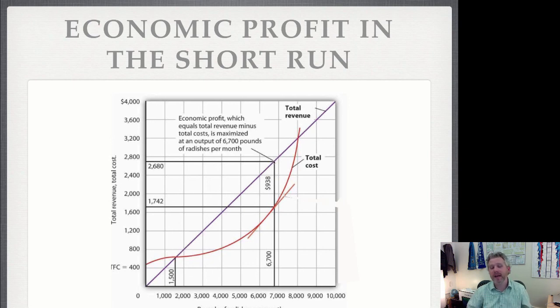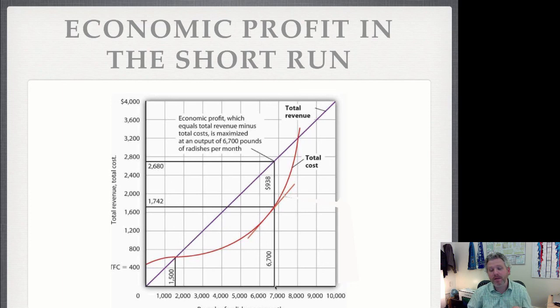How do you know where that is? Well, it happens where the slope of the total cost curve is equal to the slope of the total revenue curve. Remember, you can find the slope of a curve by taking a line tangent to any point on the curve, and that gives you the slope. At the point where the slope of the total cost curve is equal to the slope of the total revenue curve, that's guaranteed here to give you the point of production at which the profit is maximized. The distance between these two curves is the most. So that's where the firm wants to produce.